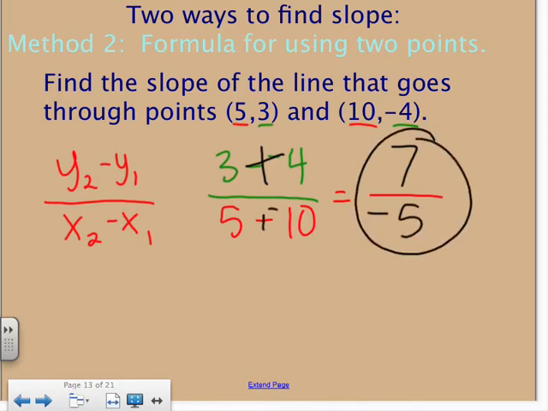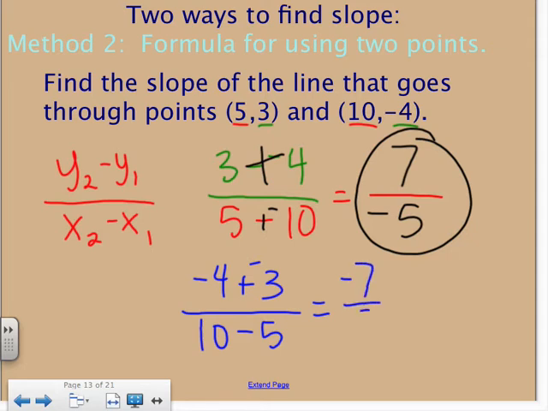And then, so my addition there, because minus and negative is plus, and -5. So 7 over -5. If you had done it the flip-flop way, you should have gotten the same answer. It would have been -4 minus 3 if you started with that second point, and 10 minus 5. So that would have been -7 over 5. Again, same thing. Remember, it doesn't matter where the negative goes. It ends up equaling the same thing.